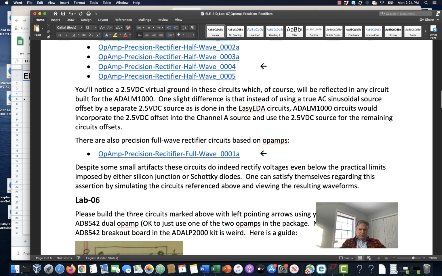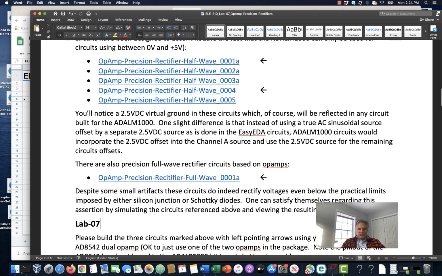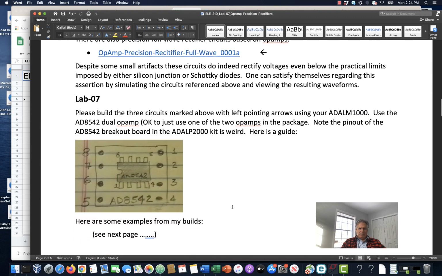Oh boy, there's a typo right there. I'm sorry about that. I will update that in the web. So we have such circuits that can perform near perfect rectification.